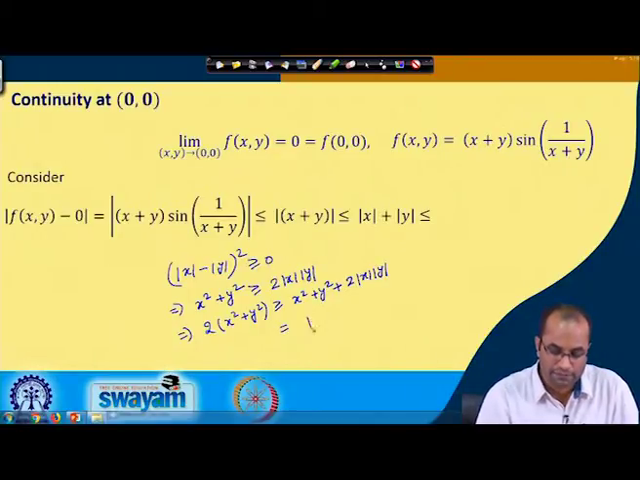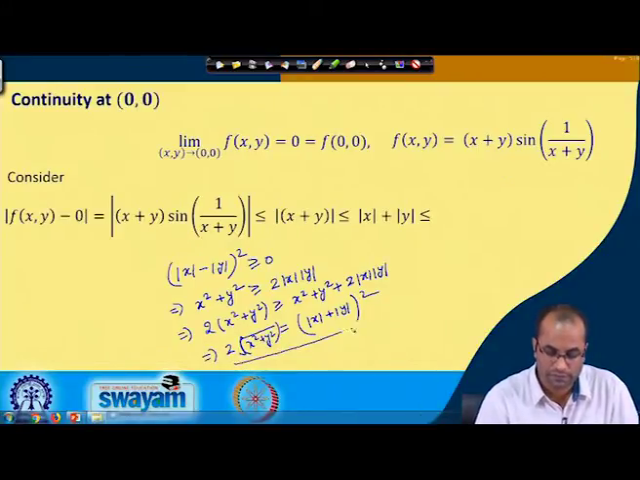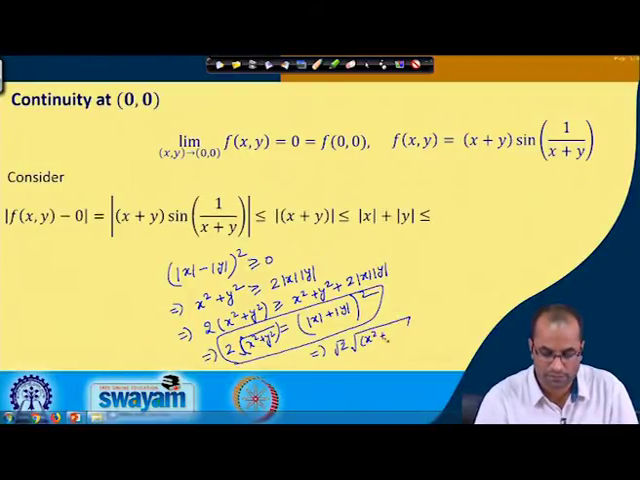The right hand side we can write as absolute value of x plus absolute value of y whole square, and the left hand side is 2 times x square plus y square. And now we can take the square root here. So this becomes square root 2 times square root of x square plus y square, which is less than or equal to absolute value of x plus absolute value of y.